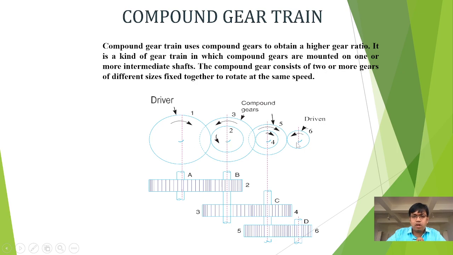Therefore, in this combination that has been shown here, when the input driver, that is the driver shaft or the driver gear, is rotating in clockwise direction, the driven will rotate in anti-clockwise direction. That type of combination has been shown here.